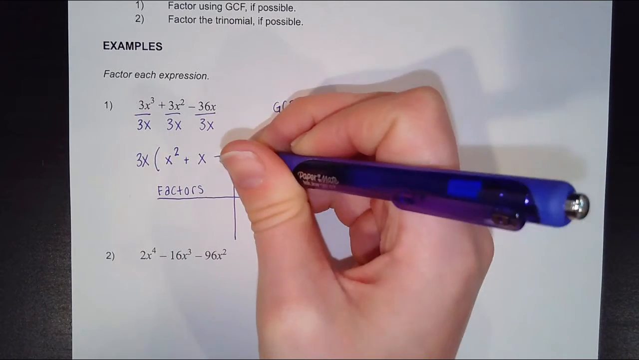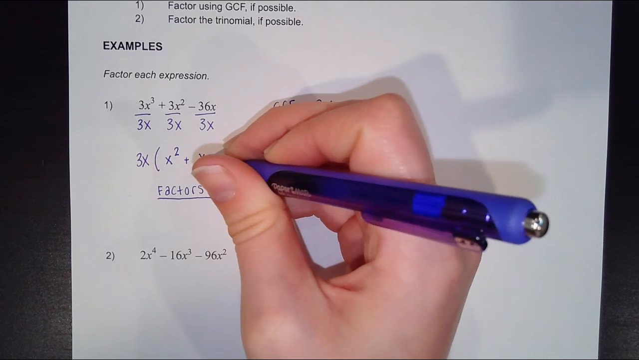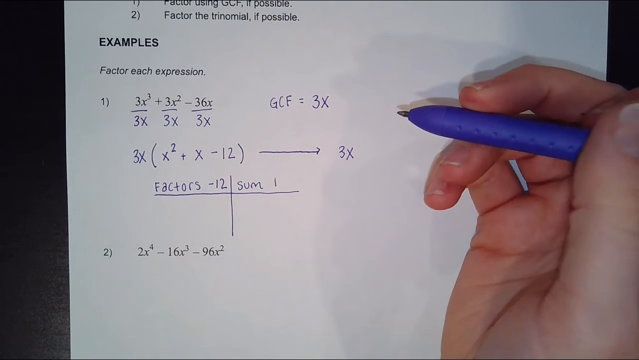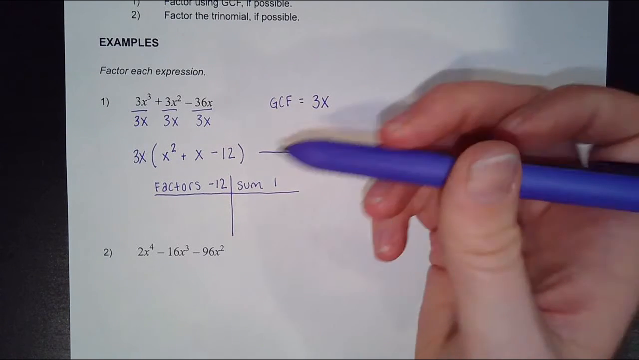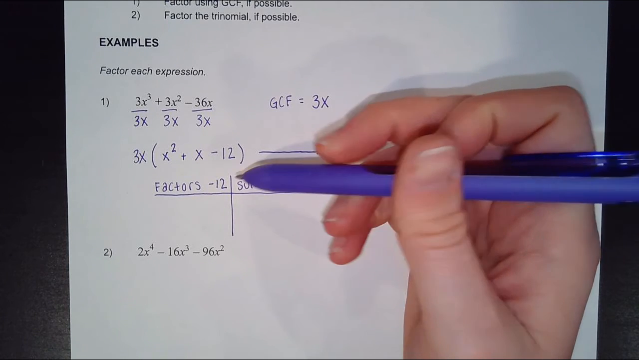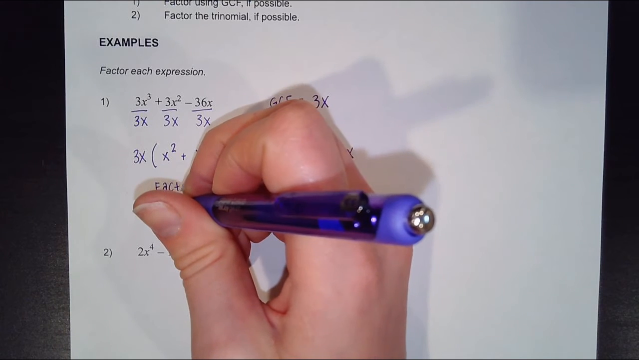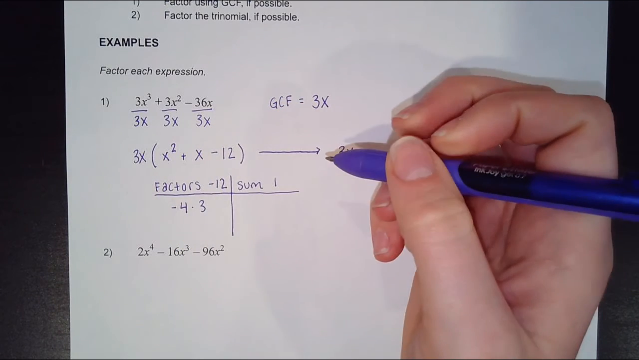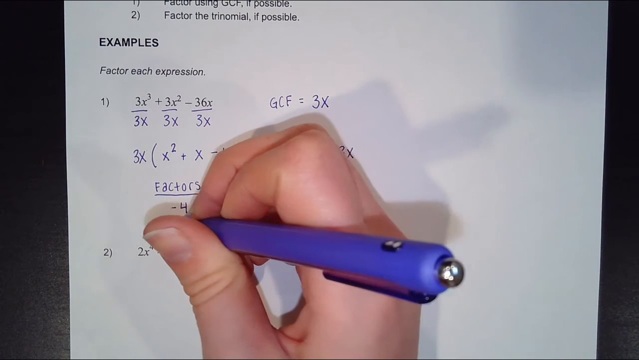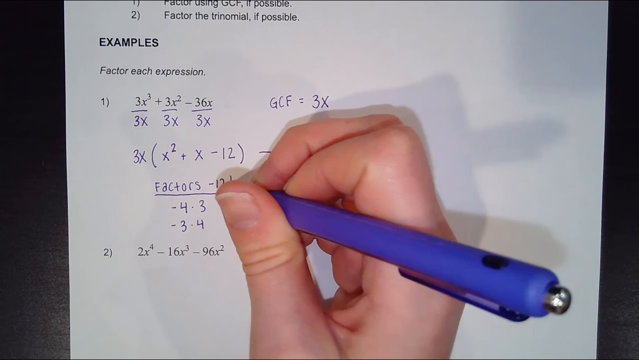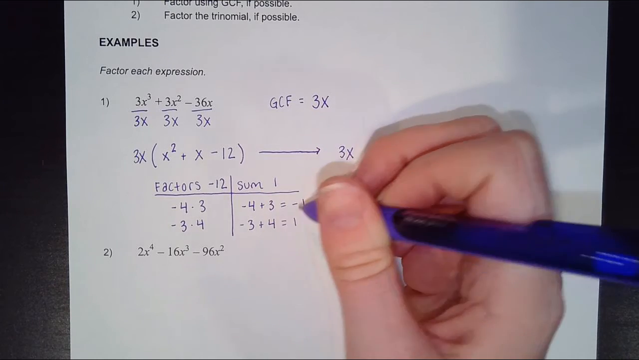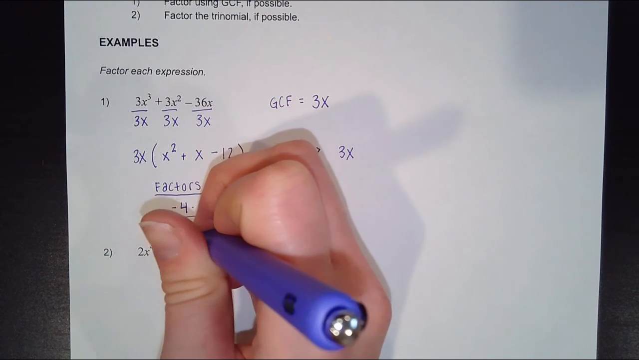We want factors of negative 12, and then a sum. We can think of a 1 in front of that x there, so we want a sum of 1. So I want numbers that multiply to negative 12 and add to 1. Here, for negative 12, I need one number to be negative. So for example, we could do negative 4 times 3. Negative 4 plus 3 gives me negative 1, so let's check and see if we flip those. Negative 3 times 4 is still negative 12, and negative 3 plus 4 is 1. So the factors that we want will be negative 3 and 4.